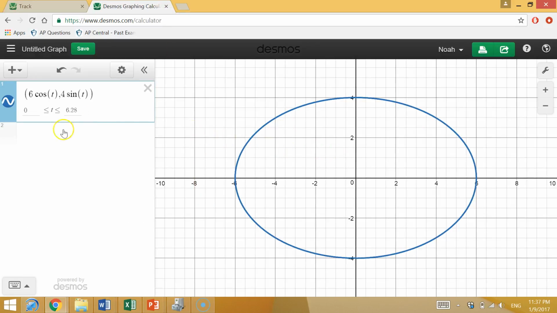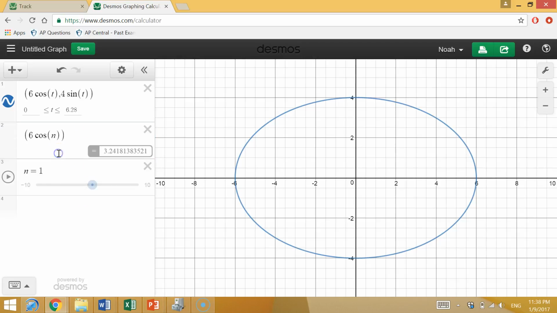That's fine. So now, what we want to do is figure out how we can get those points to trace around the outside. So the easiest one to do is just to do the exact ellipse as we have it. So I'm going to do 6 cosine, but instead of using t, because Desmos is used to using t for parameters, I'm going to do n. And right away it's going to ask me, do you want to put a slider in for n? Well, thank you, Desmos. Yes, I would.